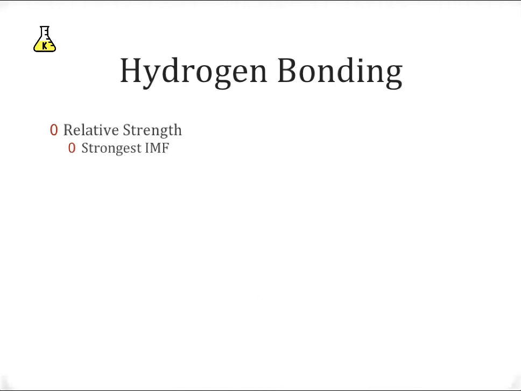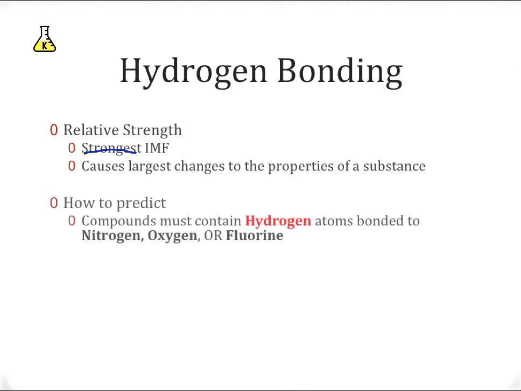As you might suspect, when we start talking about the strength of hydrogen bonding, we can think of hydrogen bonding as being the strongest of our three intermolecular forces. It's almost like having a regular covalent bond. Because this force is so strong, hydrogen bonding is the force we look to that causes the largest changes to the properties of a substance. In our next video, we'll talk about the effects that intermolecular forces have on properties. We're going to be looking to see hydrogen bonding as being the one that causes the most significant changes.